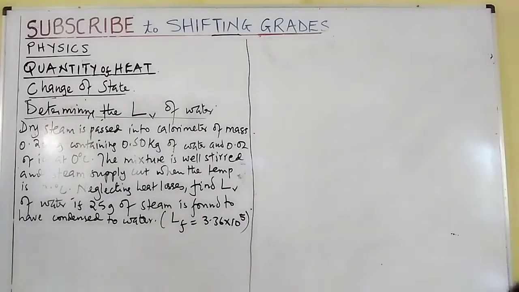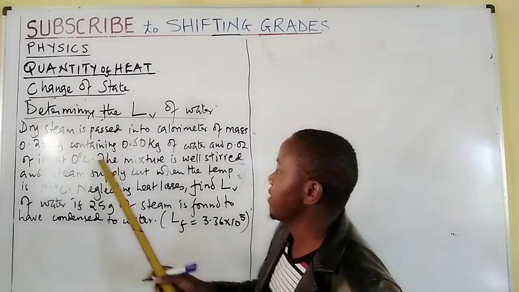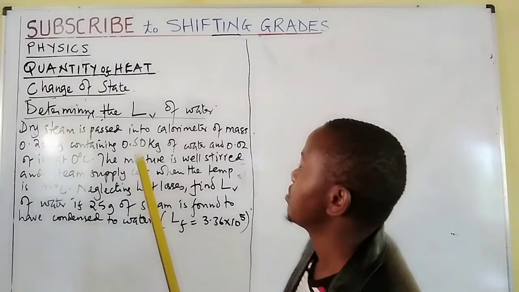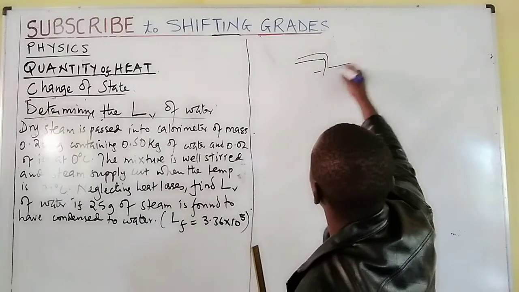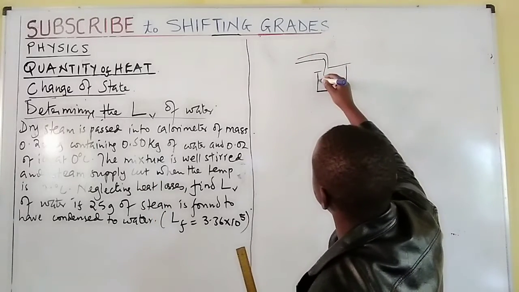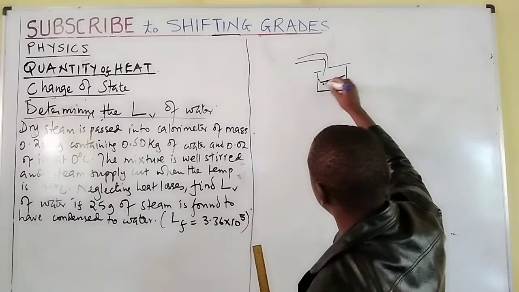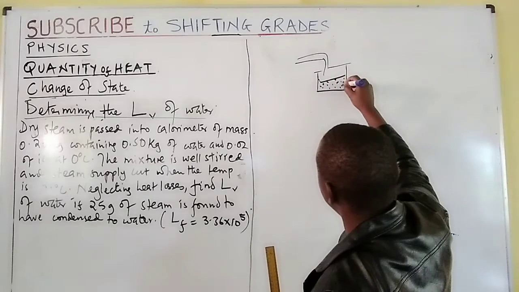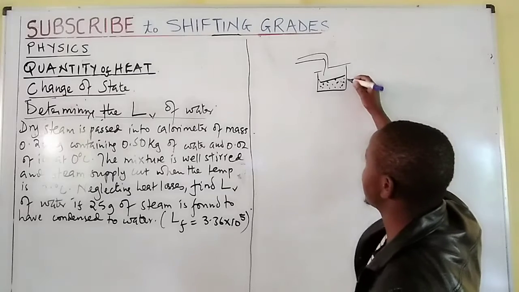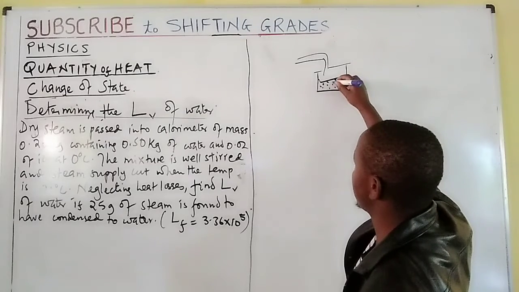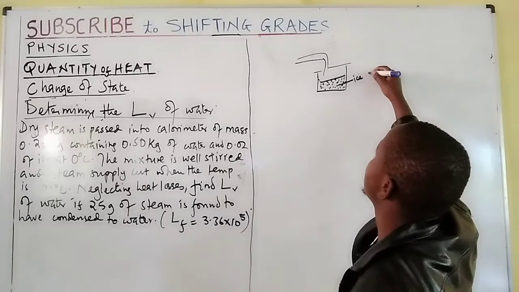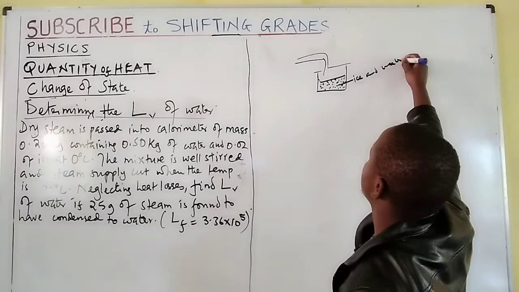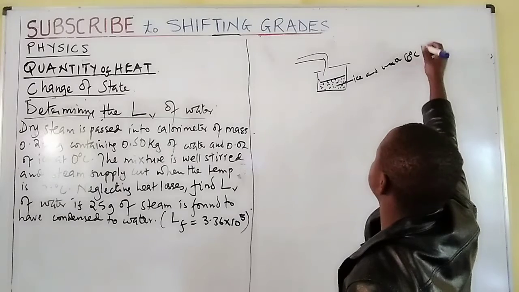So now let me take you through the question slowly. We are saying that there is steam. Now steam is coming into a calorimeter and this calorimeter is already containing water and ice. Ice and water, they are at 0 degrees Celsius.